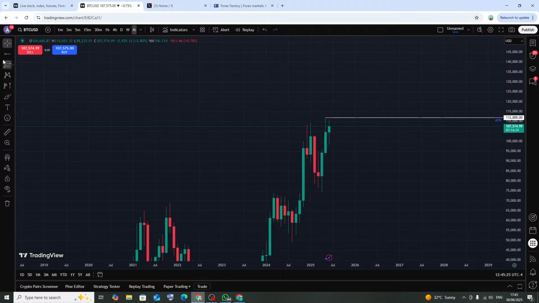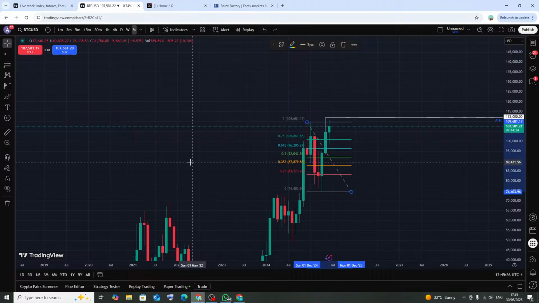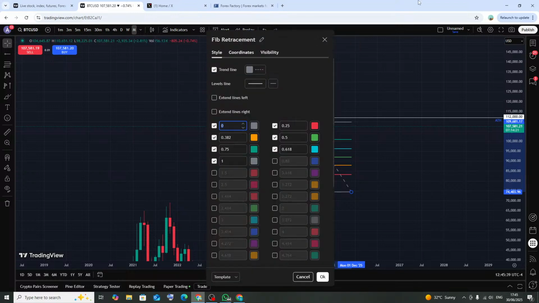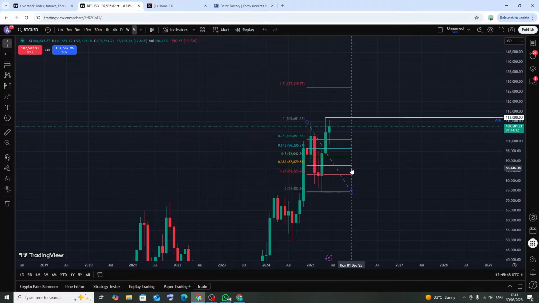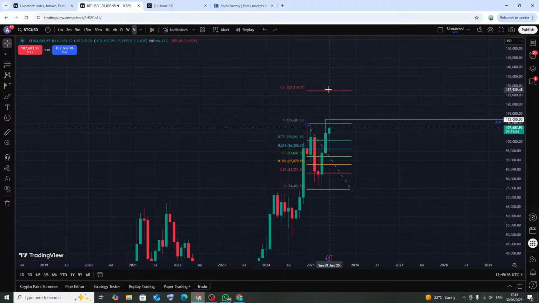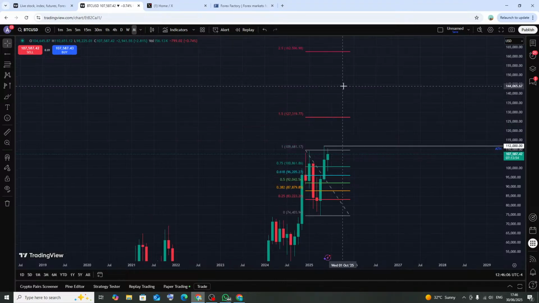If you draw a Fibonacci retracement from this previous high to low, and go toward certain levels, if we do 1.5, 2.5, and 3 as well, the first possible target from the previous high to the previous low could be this one, 127k. This move could end up going all the way toward that range. If you go further, 2.5 and 2 are around 145 or 150k as well.